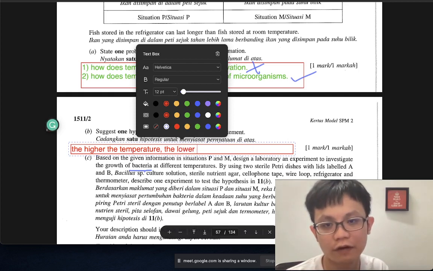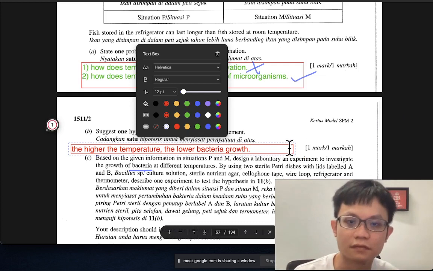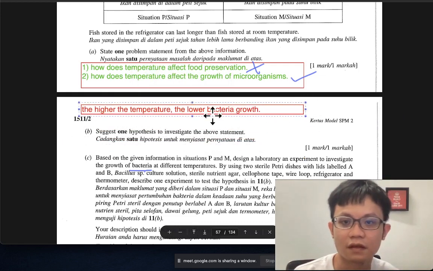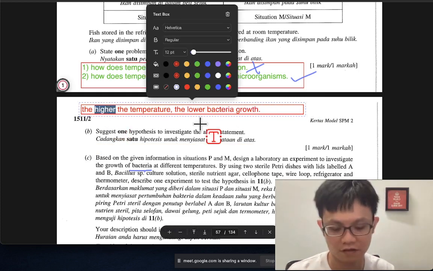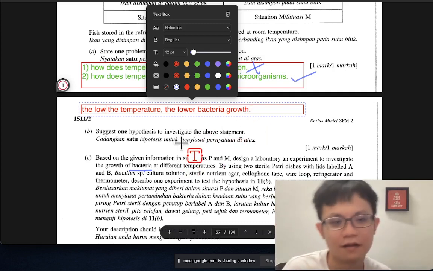But this one is wrong. Or why is it wrong? Wrong. Sorry. The lower the temperature, the lower the bacteria growth. Also wrong. Why?